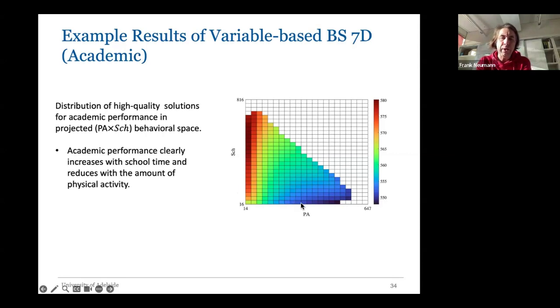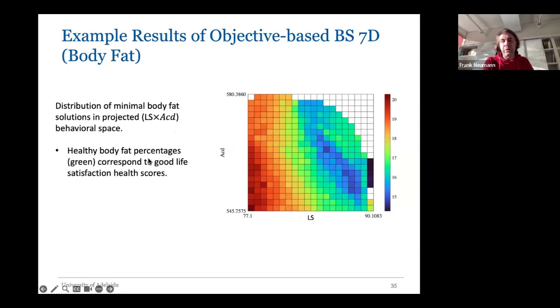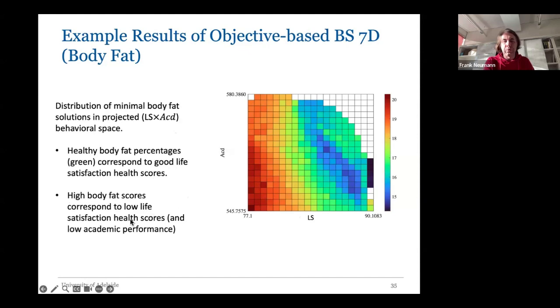Okay, and then the other thing that is interesting to look at is the objectives, because what we can do is look at the combination of the decision variables, compute their predicted life satisfaction and academic performance, which would essentially identify a cell here, and then store in that cell another objective score, here the score for body fat. And so that would not depend on the decision variables, but show the interactions between different outcomes that you would achieve by spending your time on different activities. And the healthy body fat percentages were here in the green range, and they correspond to good life satisfaction scores. And the higher ones correspond to lower life satisfaction, at least for the data sets that we had here.